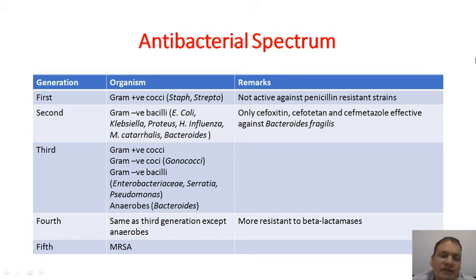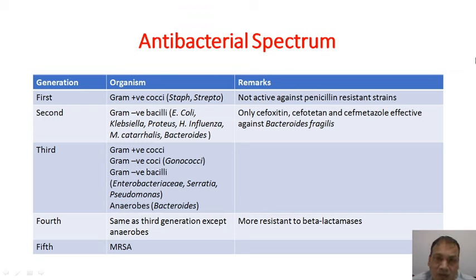Okay, and fifth generation, they are generally effective against your methicillin-resistant Staph aureus. Okay, MRSA, only the fifth generation. So I know it's a little bit confusing, but you have to remember it. The first generation, I'm repeating again and again so that you have a basic idea about what is the antibacterial spectrum of these different generations of cephalosporins. Okay. So first generation, let me revise it again one last time.